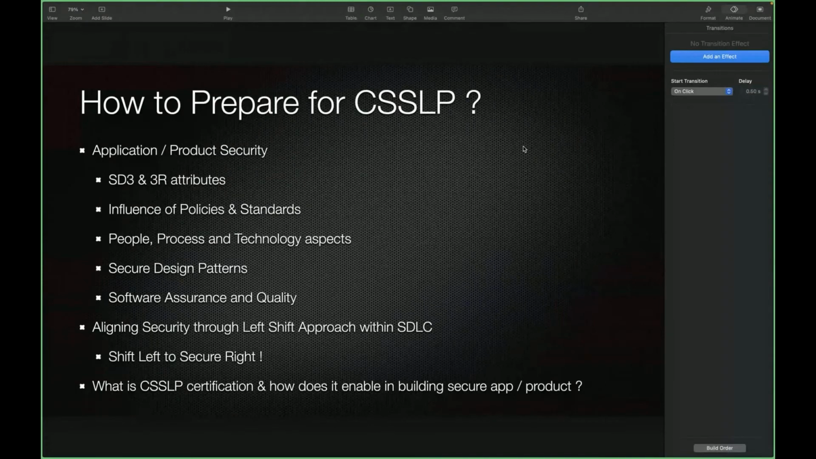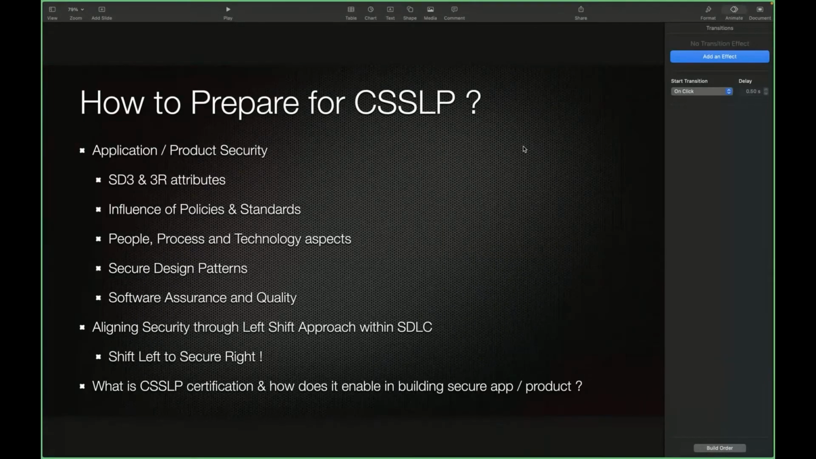The first driver is the SD3 or the 3R attributes. Let's look into it. What actually is this driver? Whenever you are working on any product, application, or solution, or developing, implementing, testing, or deploying it, all these individuals are who the CSSLP is targeted for.